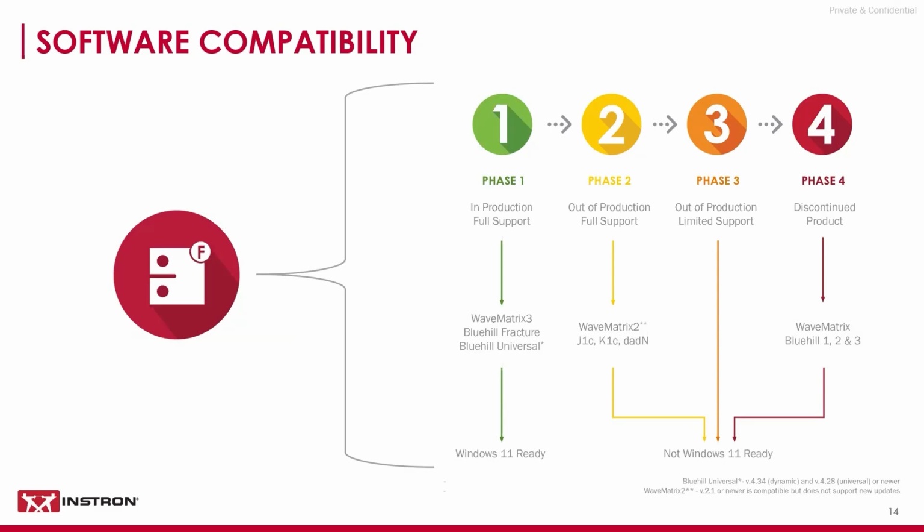Now, we believe if you've got 4.28 on a dynamic machine, it will work fine. It's just we haven't tested it. It's as simple as that, really. Plus version 4.34 is available. For Wave Matrix 2, you'll require version 2.1 or newer for it to be compatible with Windows 11. However, I wish to be very clear that although this software will be compatible, it isn't going to be able to be supported with any updates because it is based upon a Windows 10 platform, okay, not Windows 11.